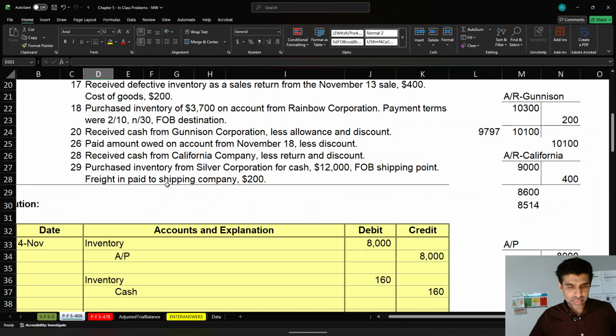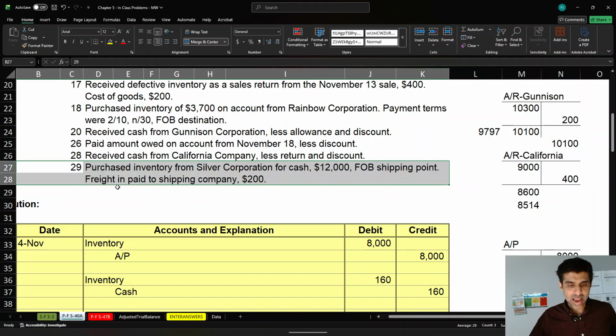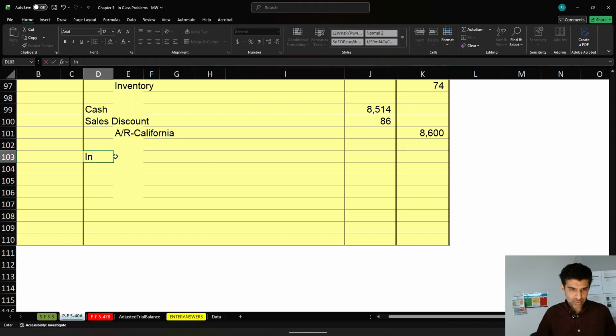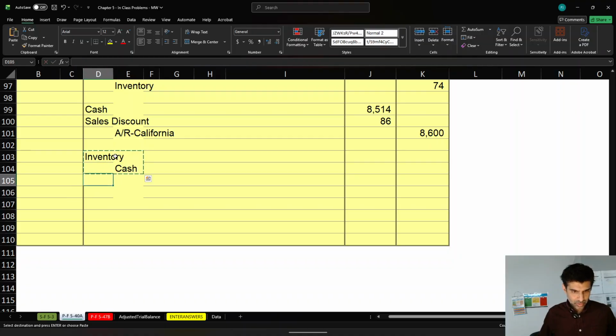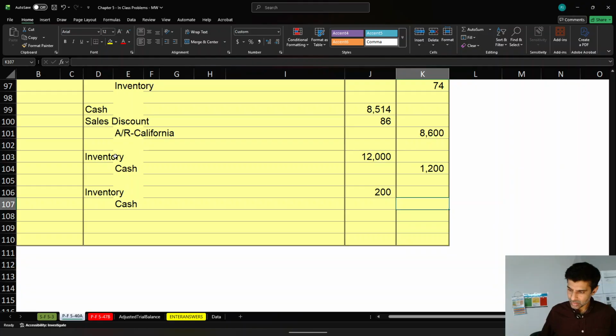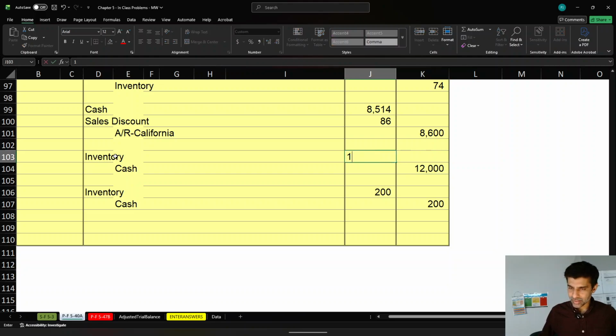Okay, and then the last one, purchase inventory, and we paid freight. So it's actually two separate transactions. You could combine it into one because it's all going to be debit to inventory, credit cash. So you could do it like this, or you could do it as two separate transactions. Or you could have just made this 12,200.